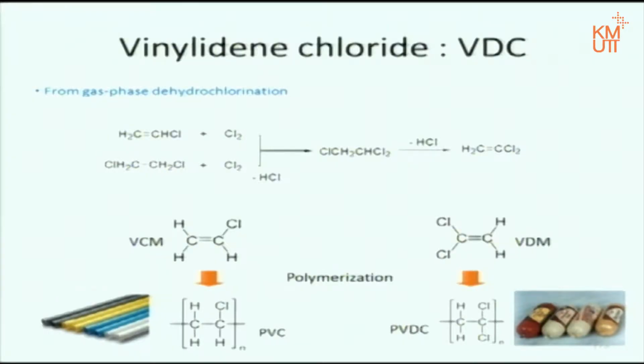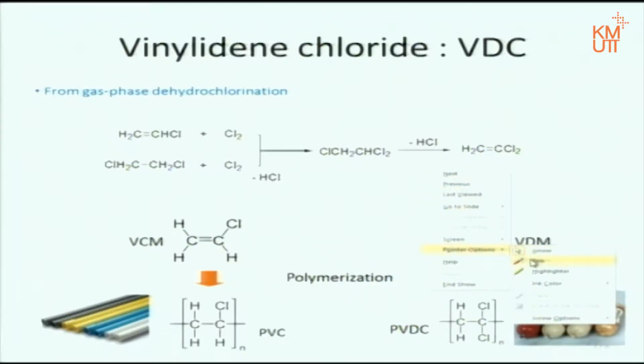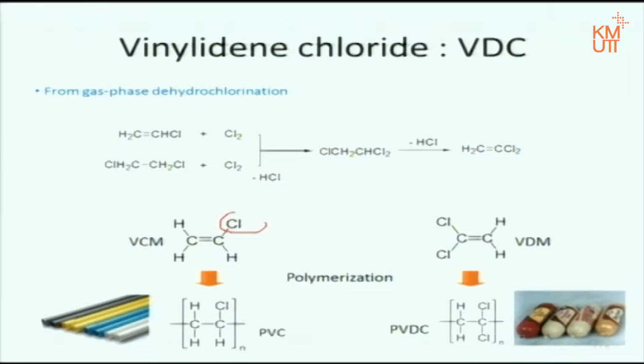Okay. The second one is very similar. The structure is very similar to VCM. This one is VDC, just a little bit different. The name vinylidene chloride means you have two chloride atoms on the vinyl molecule. VCM has only one, VDC has two chloride atoms. VDC could be used as starting material for polyvinylidene chloride polymers.